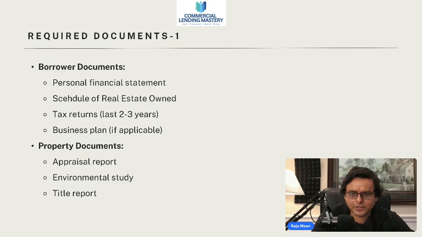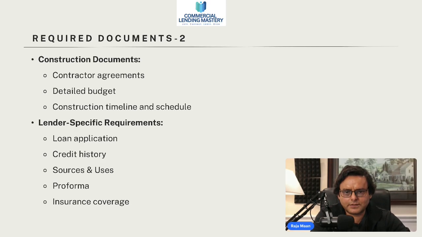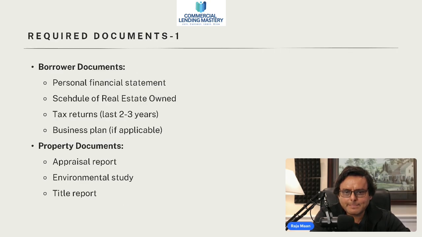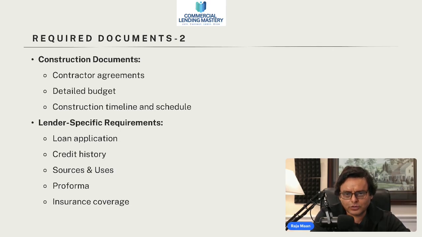Property documents, appraisal report. It's important if you have it, or the lender's going to ask for it, order it once you decide to sign and move forward. Environmental study, important. Title report, important. That can be done later too. First, we need personal financial statements and schedule of real estate owned to start the process, to see if you're eligible for the loan or not.